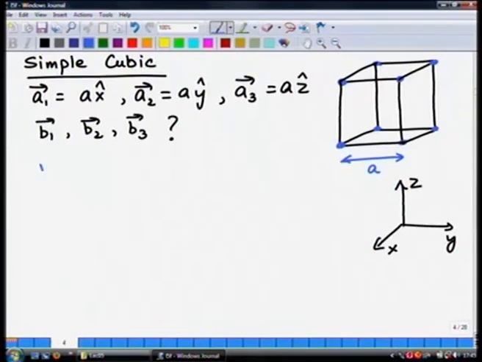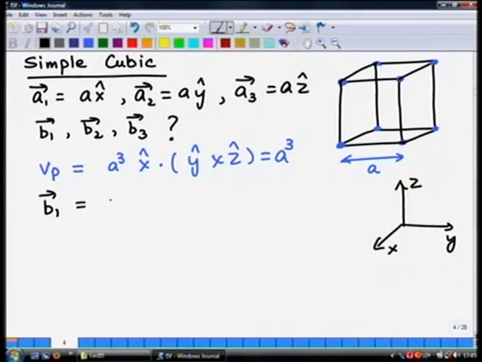Now, what is Vp? Of course, in this case that will simply be a cube, a x hat dot a y hat cross a z hat, which of course is just a cube. That is what we expected: the volume of the primitive cell will be just a cube. Let us use the black pen. Okay. So, now we can determine B1.